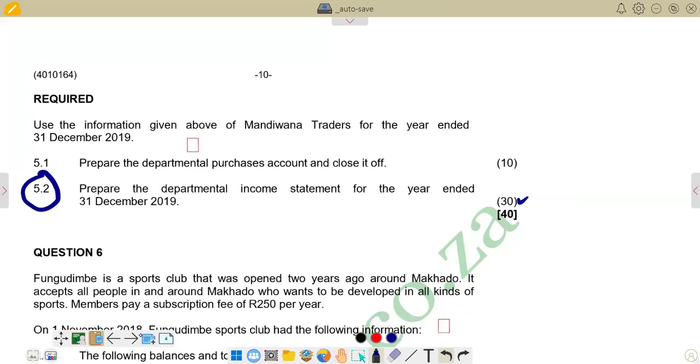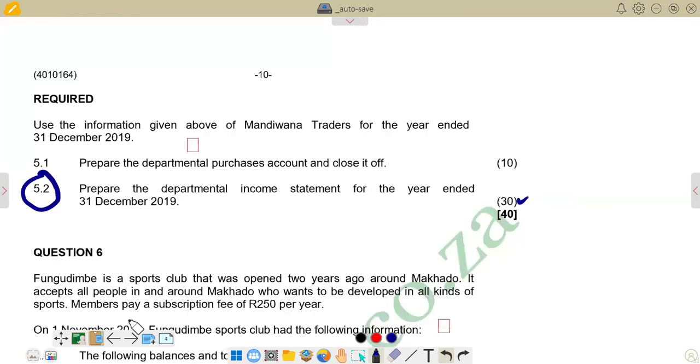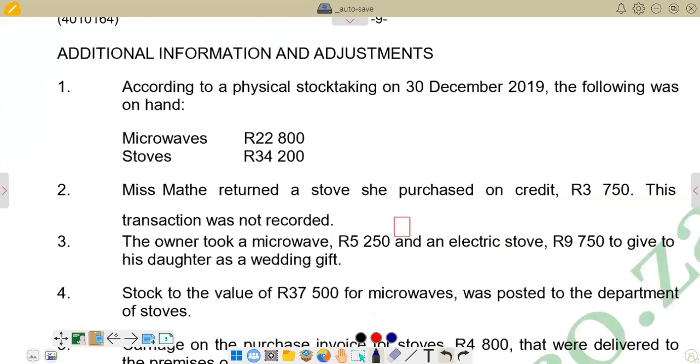If you go to the other section, you will see that we have a departmental income statement there, and we've got columns for the total, for microwaves and for stoves. Remember, we've got two departments, that is the microwaves and stoves. So obviously, we are going to start with the sales. We go back to see what we have in terms of sales in the question. You just try to see on the list of balances. That's where we're going to get the information for sales.